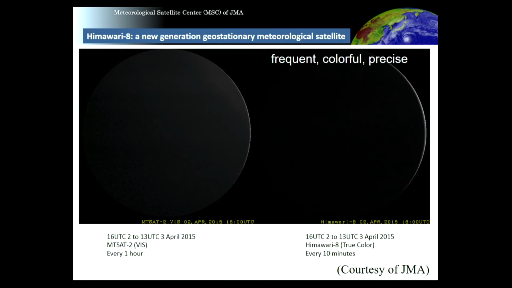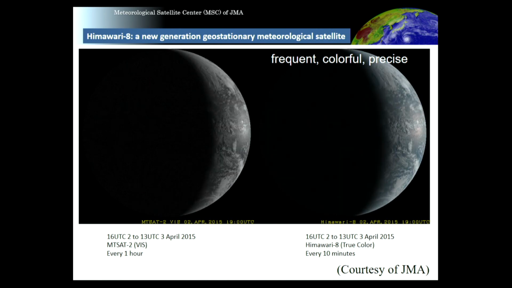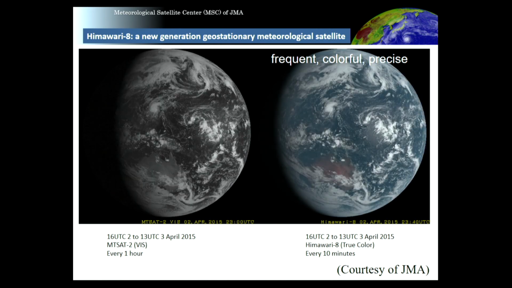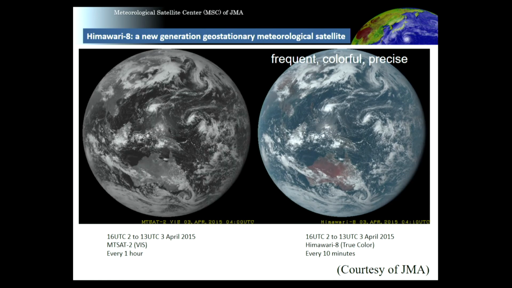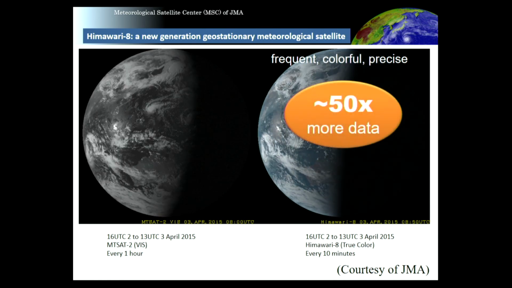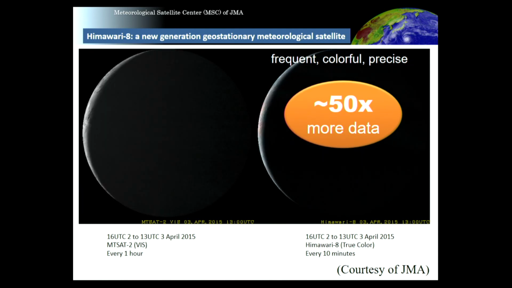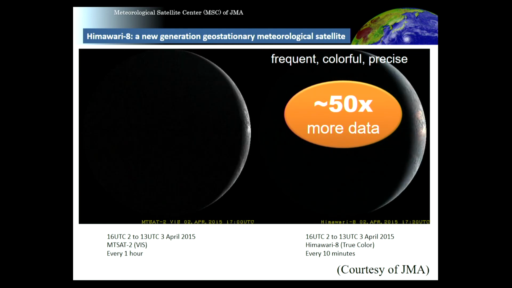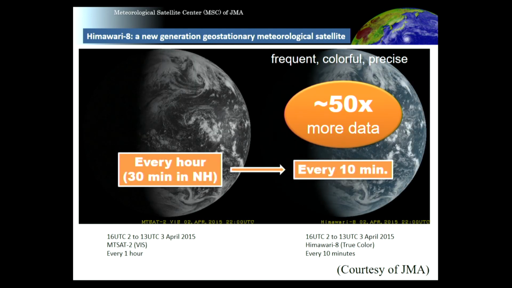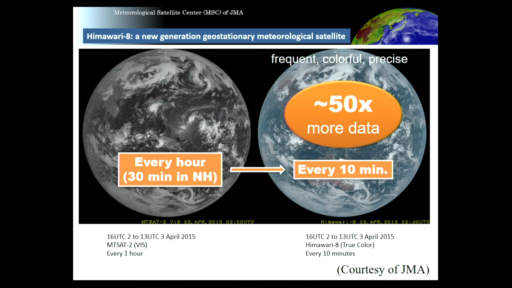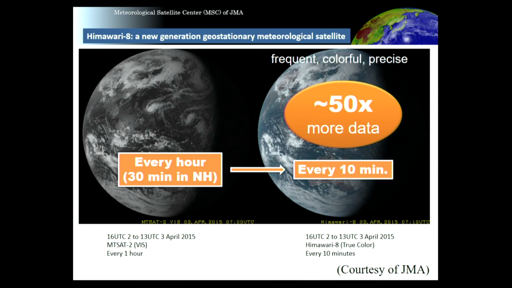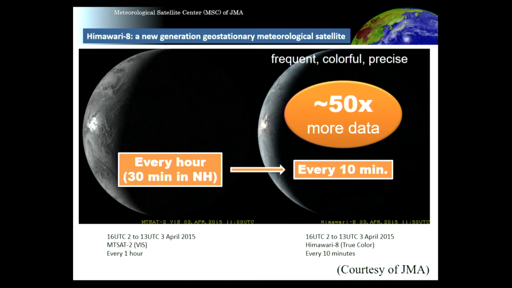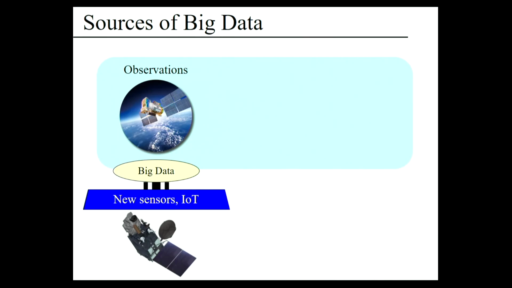So what is Himawari 8? Himawari 8 is a new generation geostationary satellite, so that we get this colorful image, more frequent and precise. That adds up to about 50 times more data than the previous generation, Himawari 7. As you can see, the frequency of this image was every hour, or 30 minutes in the northern hemisphere, in the previous generation. Now with Himawari 8, it became every 10 minutes. So with 50 times more data, we would like to take advantage.